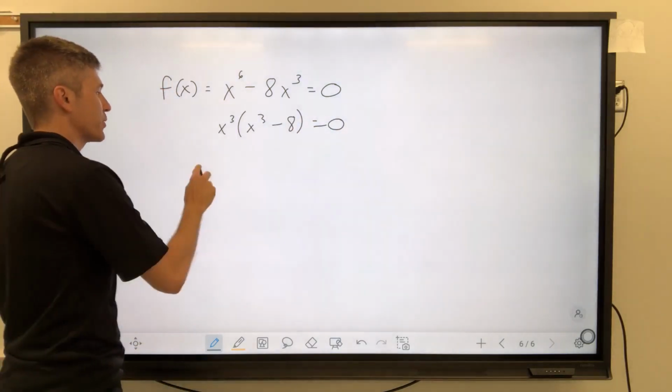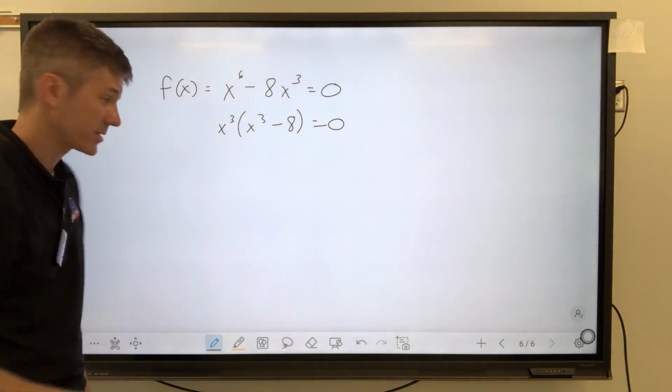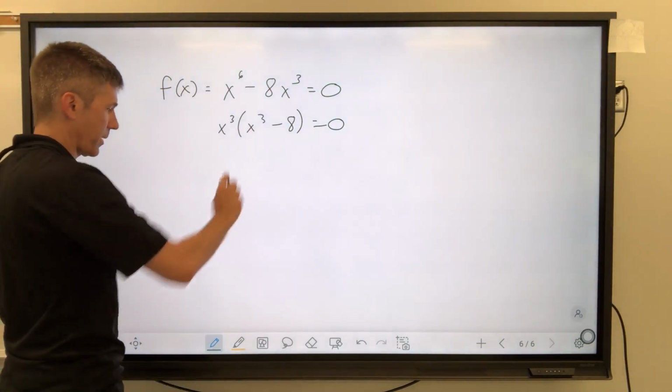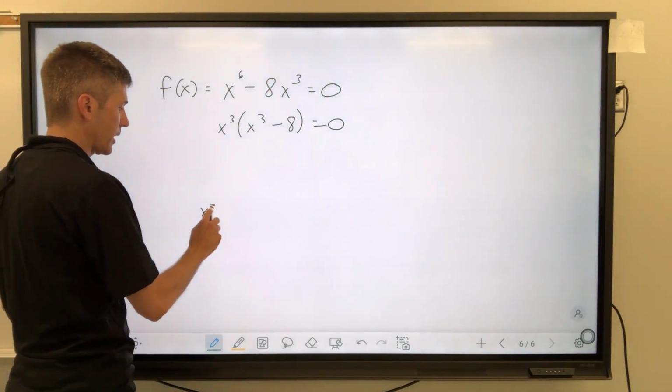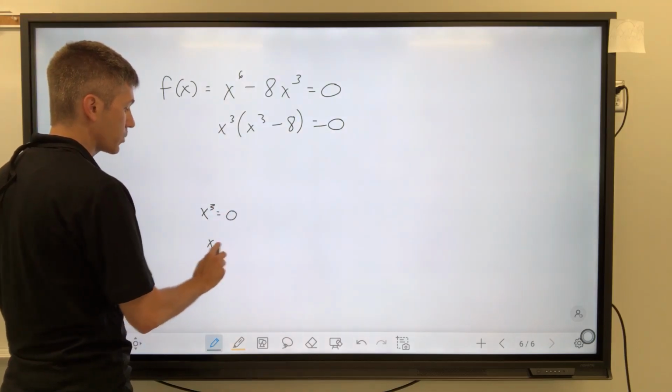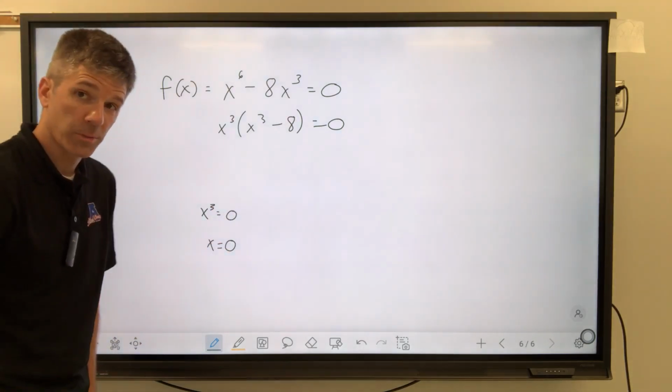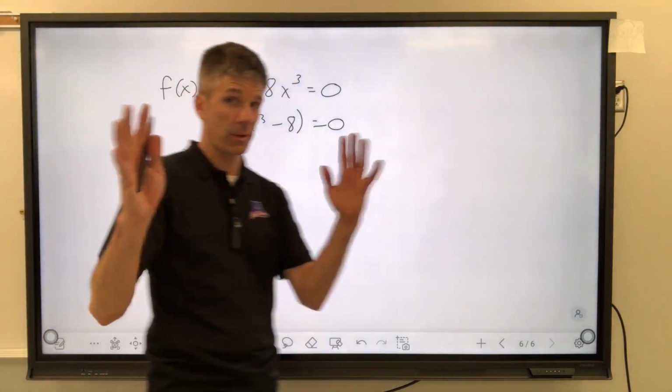There we go. So if we took x to the third and set it equal to 0, and I'm going to skip some space because of the magic that's about to have to take place here. X to the third equals 0. Then x would equal 0, but it would be a triple root. So, all right, let's think about what we've learned.